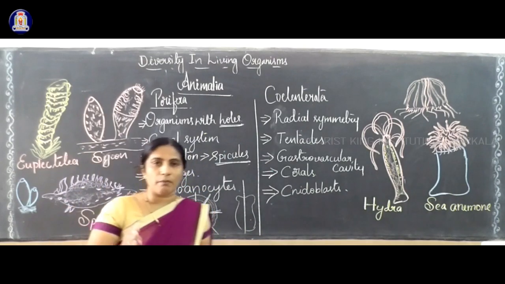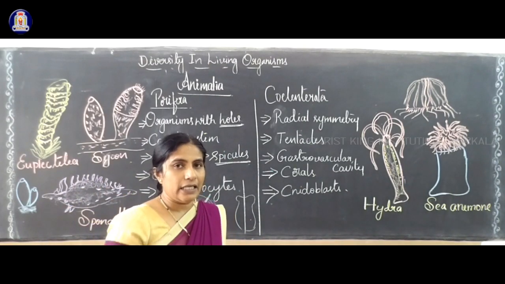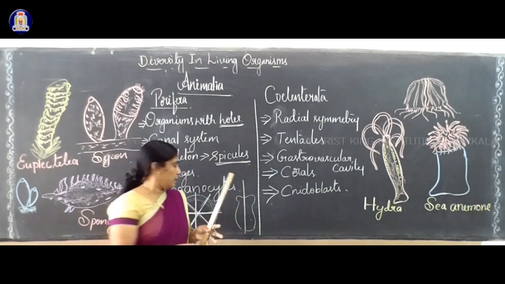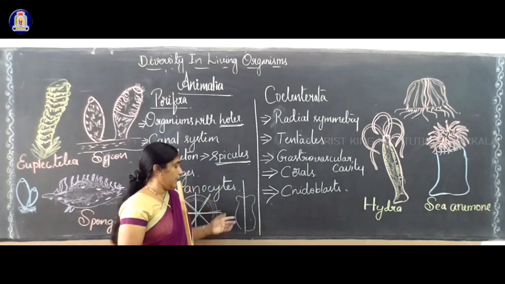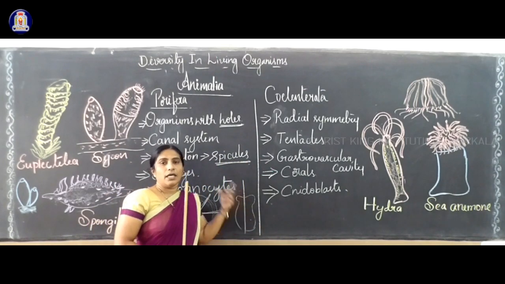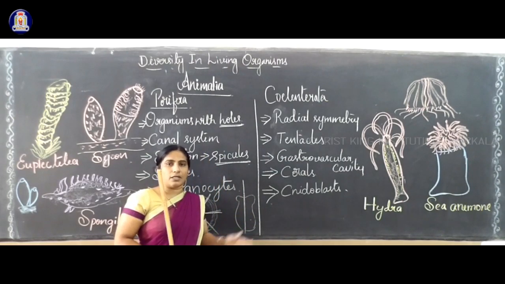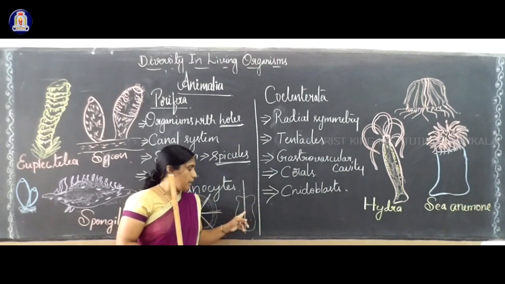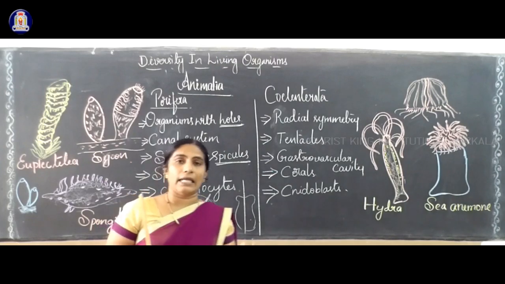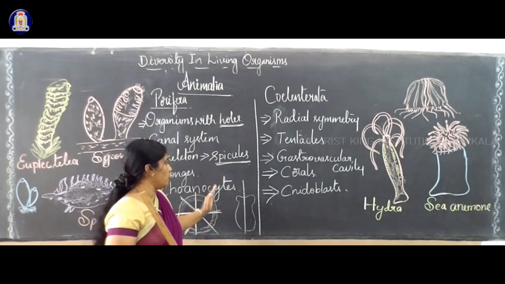So you have to keep this in mind while studying. Radial means in any plane I can divide an organism into equal halves. But here, I can divide an organism horizontally or vertically in only one plane. Then it is called bilateral. So this is one point you have to keep in mind.